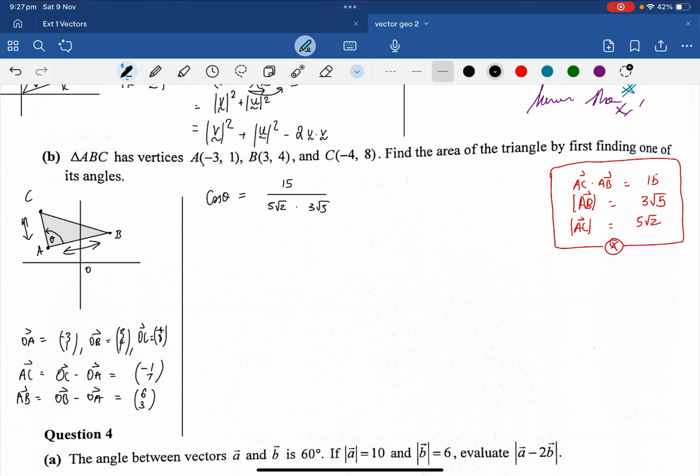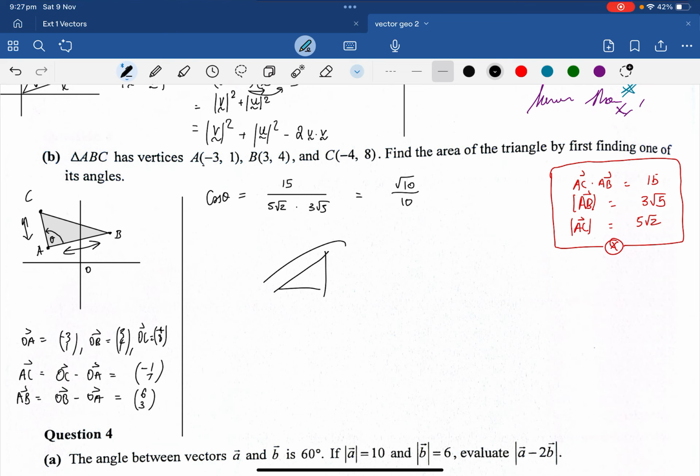Let's see, 15 over 5 root 2 times 3 root 5. Okay, so I'm getting root 10 on 10, fully rationalized form. Now, what can we do with this? Well, see how this is the cosine of theta? There are two ways you can convert this.